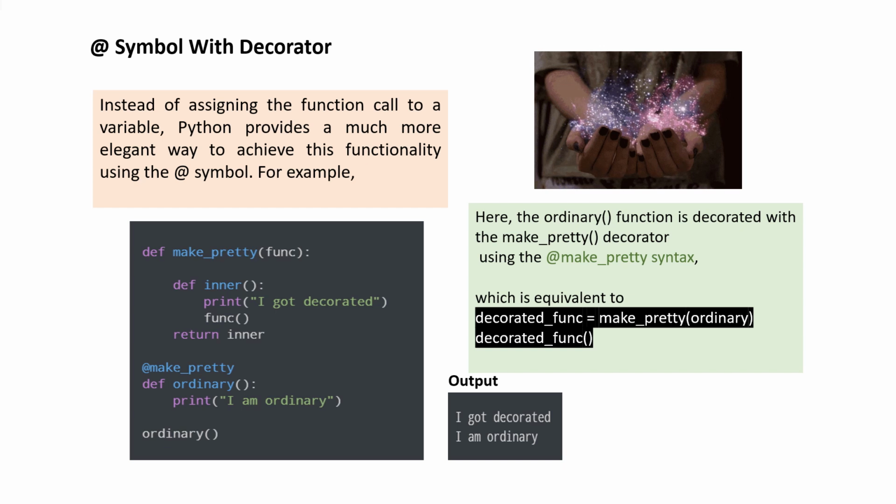If we write it like this in the code, we get the decorated output, that is "I got decorated", and then it will print "I am ordinary". So this is a simpler way Python provides.